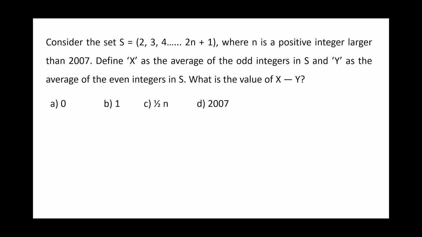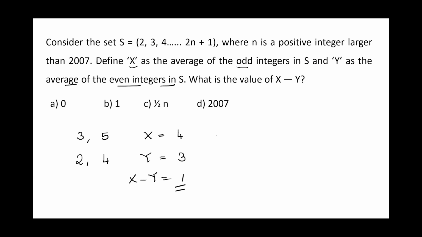What if, rather than finding all odd integers in S, I take 2 odd integers in S. So the odd integers, let's take 3 and 5. What will be the average of 3 and 5? I get 4. And y is the average of the even integers. So let's take 2 even integers, 2 and 4. So what is the value of y? Average: 2 plus 4, 6, divided by 2, 3. So what is x minus y? X minus y, I get it as 1.